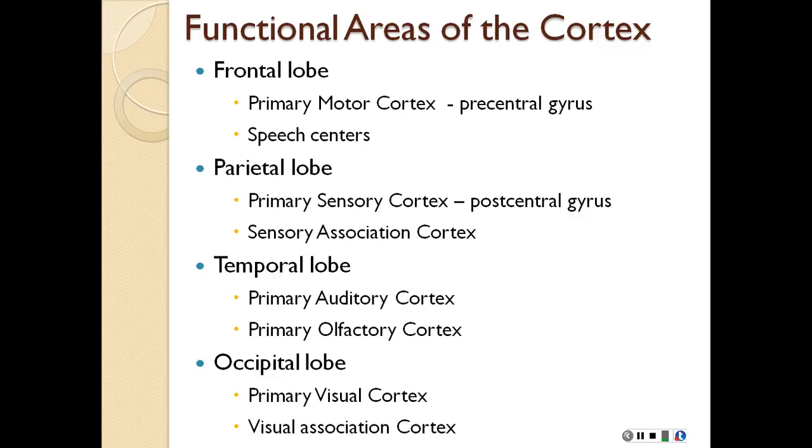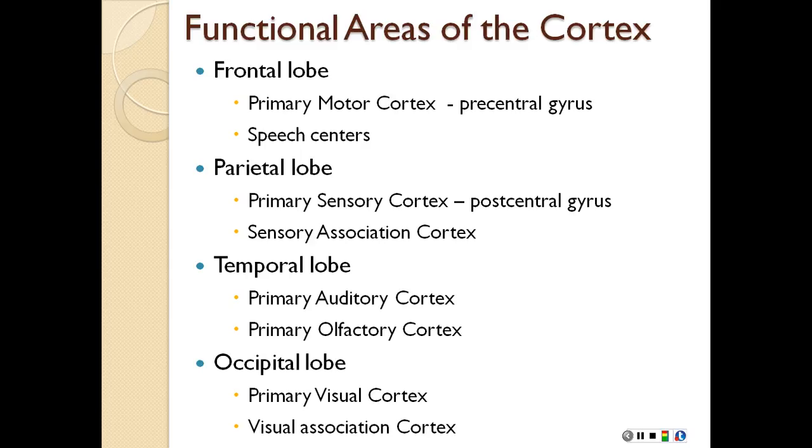Okay, so as you all write, just keep in mind that before your hand starts to move, that part of your brain, the precentral gyrus, is active in sending signals out to the muscles that you want to move. So that's the area that controls voluntary movement. Also, the frontal lobe contains speech centers, which we'll get into a little later.